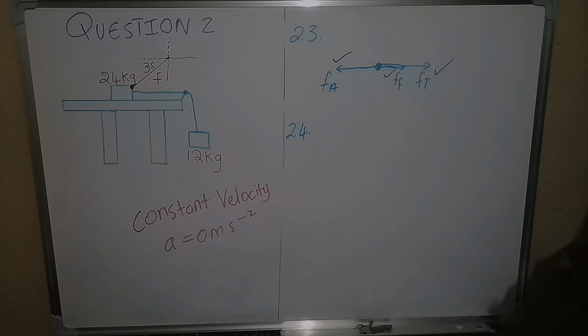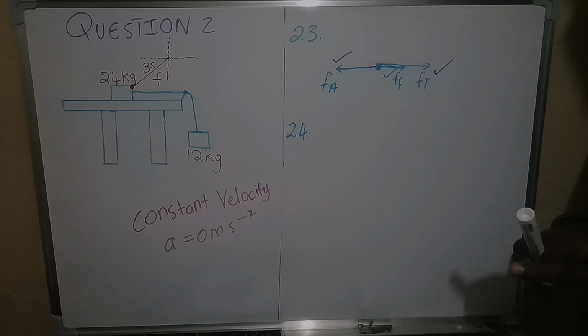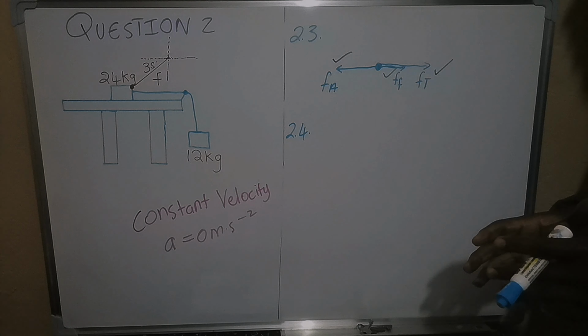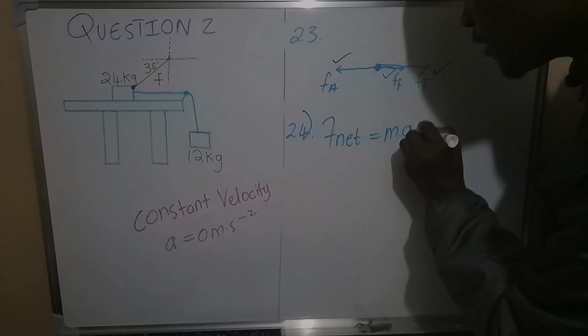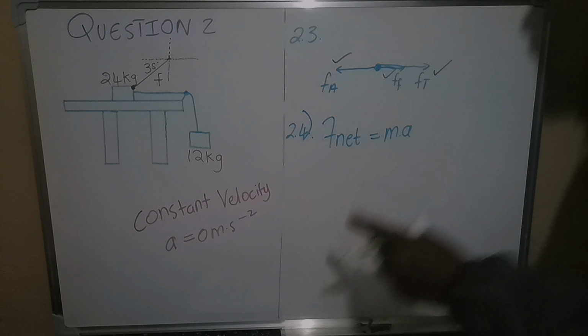So guys, how are you gonna find the tension in the rope? Remember, tension is part of Fnet. That means tension forms part of the net force. Hence, Fnet is equal to ma. But you already know that our acceleration is 0. Therefore, total Fnet is equal to 0.